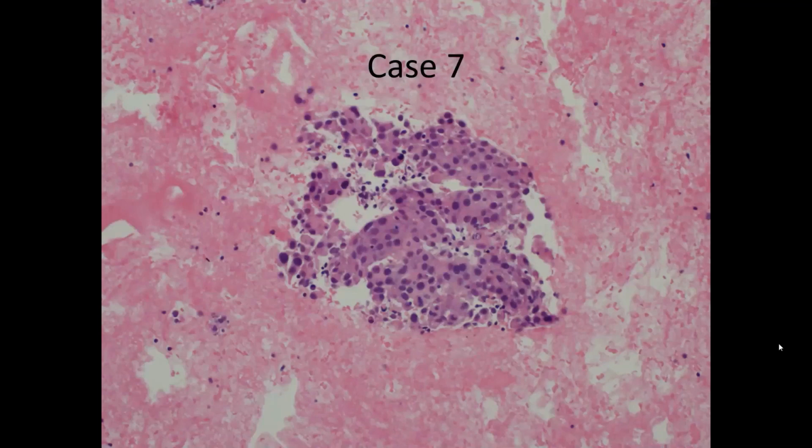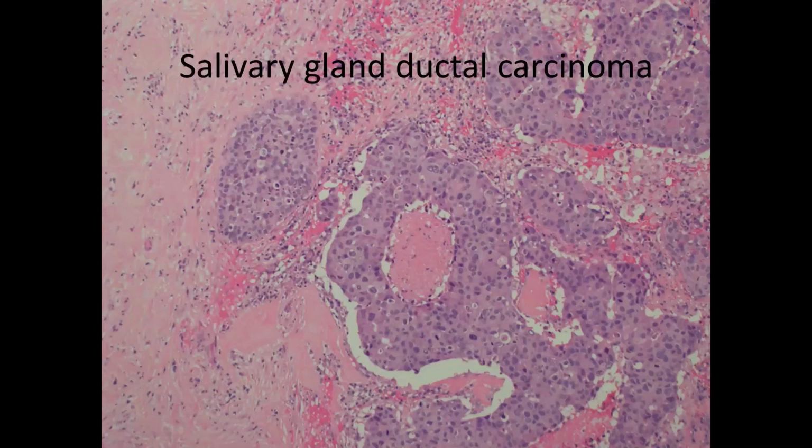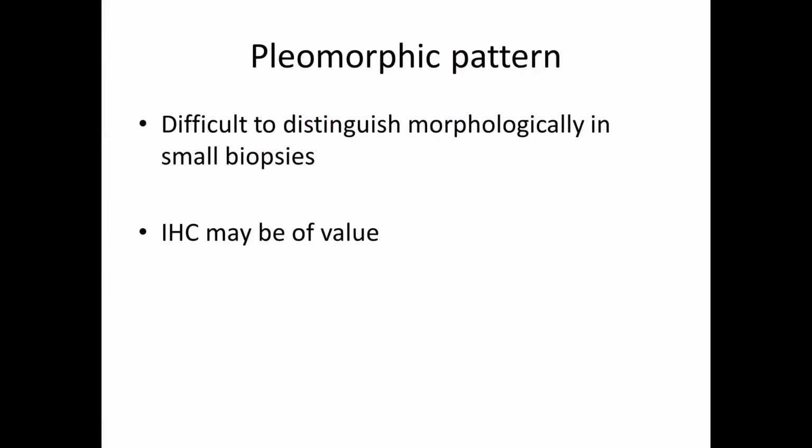In this case, the tumor cells were positive for androgen receptor, which led us to a diagnosis, in the context of a salivary gland tumor, of salivary duct carcinoma. But again, really the main thing would be to recognize that this is a high-grade malignancy and it's not a metastatic lesion. And again, this could easily have been something like a high-grade mucoepidermoid carcinoma, carcinoma ex pleomorphic adenoma, or a dedifferentiated salivary gland tumor. So these pleomorphic tumors are difficult to distinguish morphologically in small biopsies.